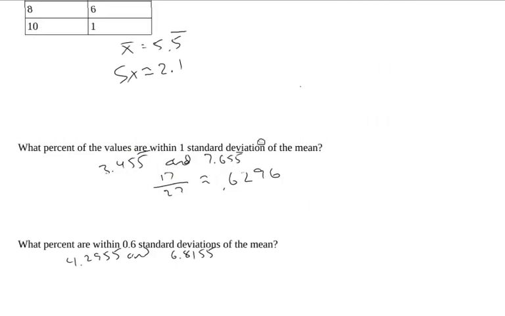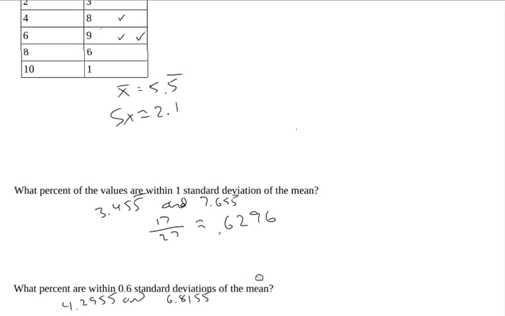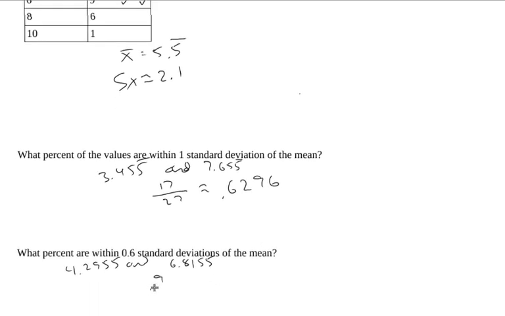Alright, so let's look to see which are in that range. And it looks like here we only have the 6s. The 4s are too small, because the 4s are less than 4.2 whatever. So it looks like we only have 9 of the 27, which is equal to 0.3 repeating, I suppose. So if you're only taking a smaller portion of the standard deviation, of course you have fewer values within that distance of the mean.